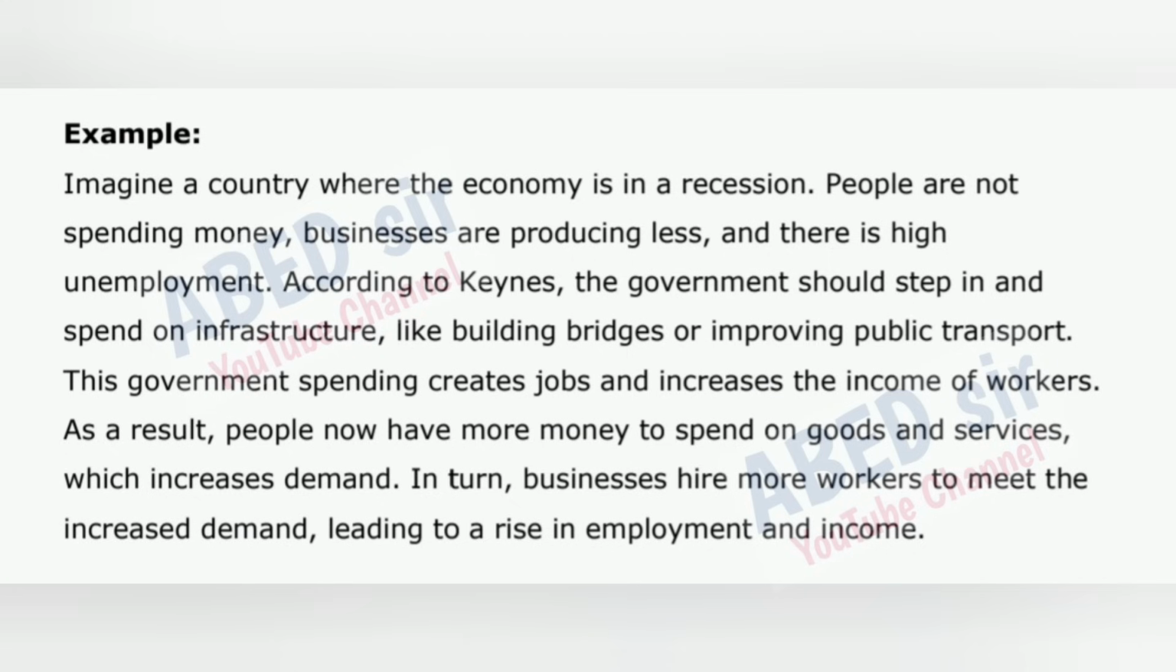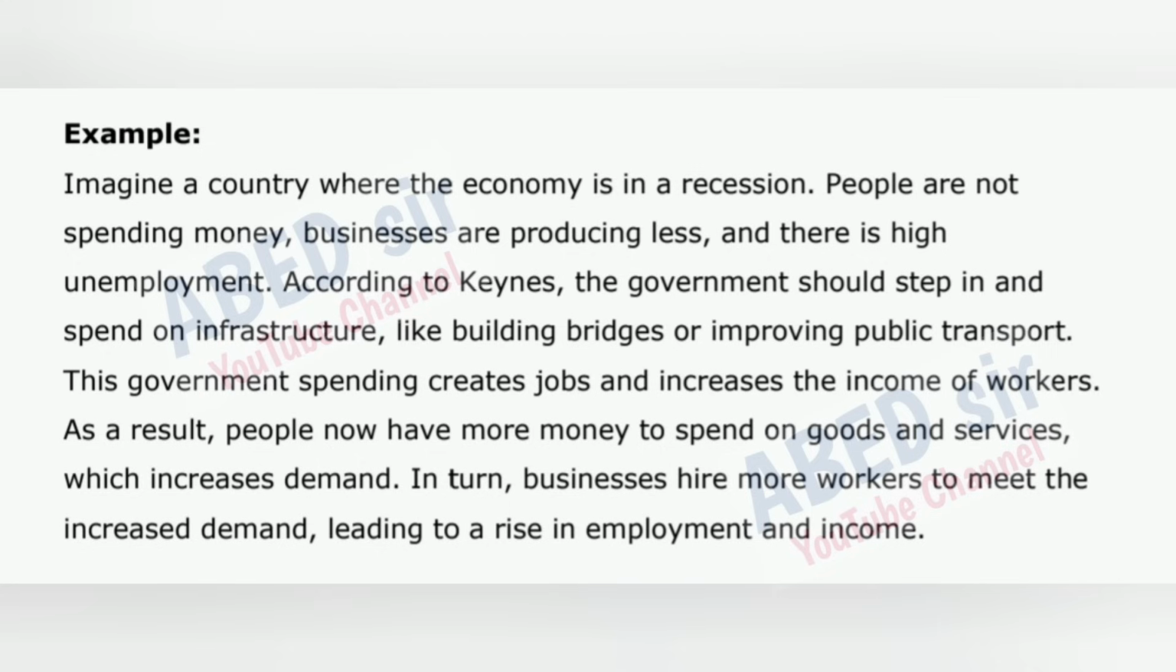Example. Imagine a country where the economy is in a recession. People are not spending money, businesses are producing less, and there is high unemployment. According to Keynes, the government should step in and spend on infrastructure, like building bridges or improving public transport. This government spending creates jobs and increases the income of workers.